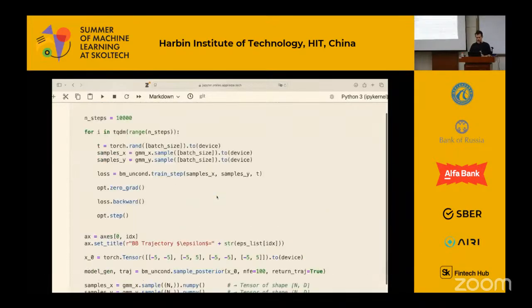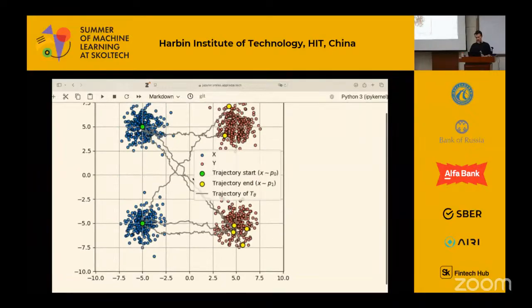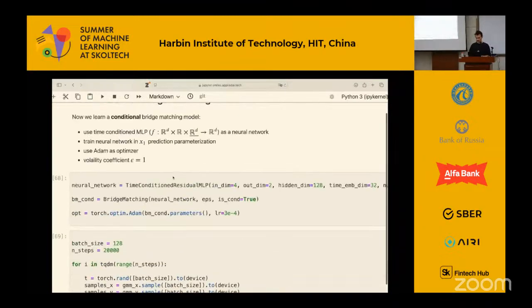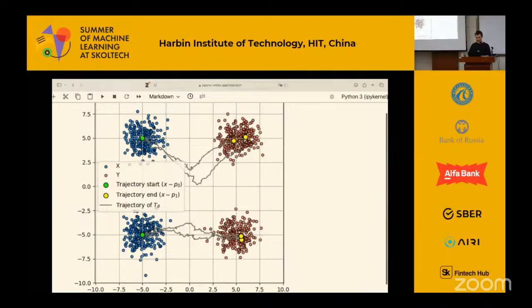So again, I want to put some emphasis on this: conditional bridge matching does preserve the initial transport plan and has intersecting trajectories, while the unconditional bridge matching does not preserve the transport plan. As you can see, points from this upper blue Gaussian do not go to the lower red Gaussian as they did in the data. This unconditional bridge matching has shorter trajectories, which also can be a good thing.